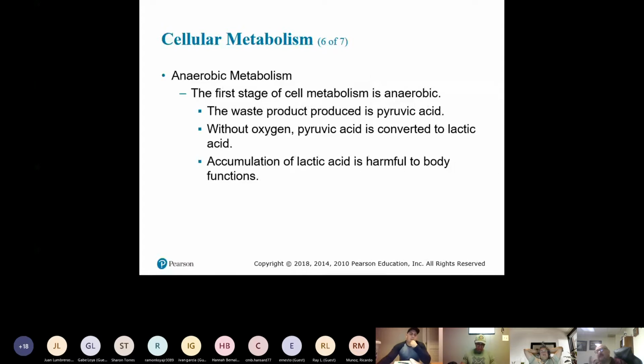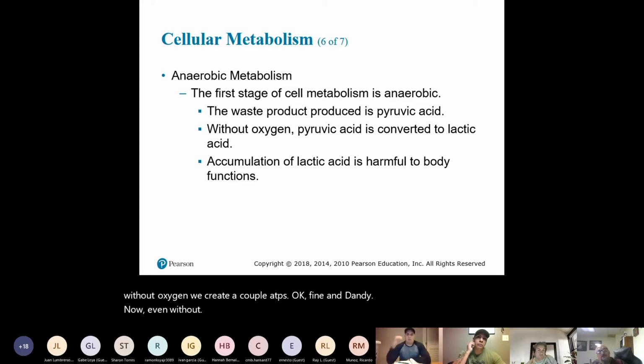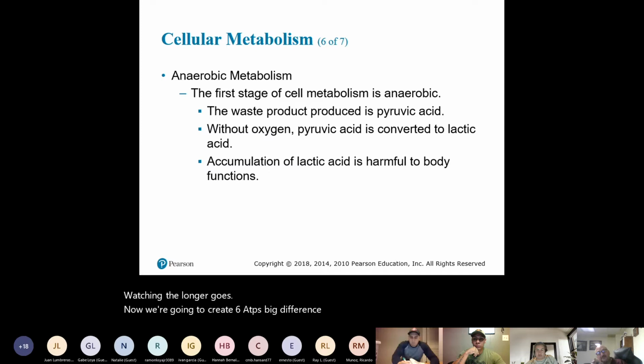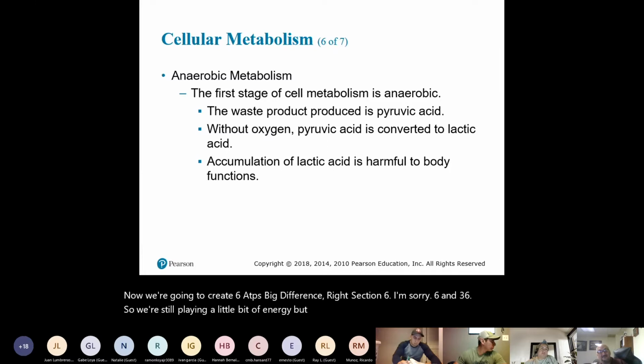So the first stage of cell metabolism is anaerobic, without oxygen. We create a couple ATPs. Okay, fine and dandy. Now, even without oxygen, the longer it goes, we're going to create 6 ATPs. Big difference, right? 6 and 36. So we're still creating a little bit of energy, but it's not enough.